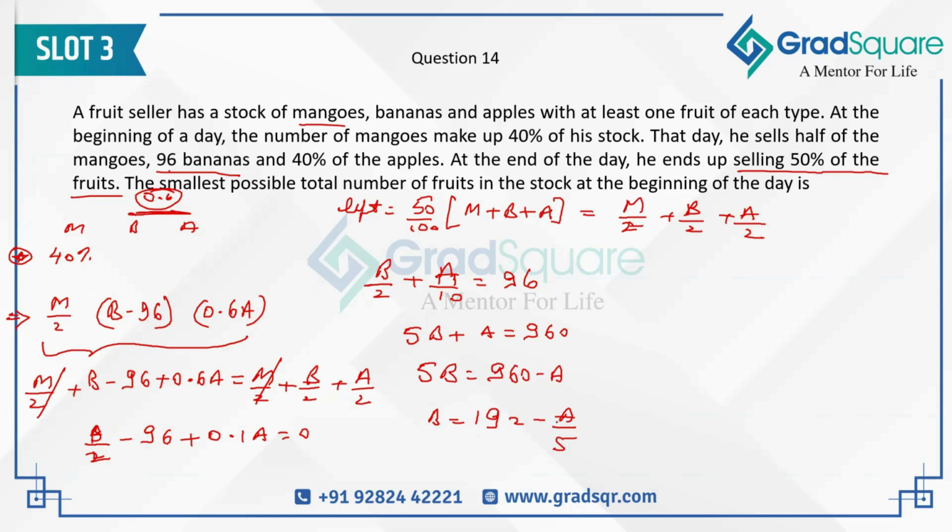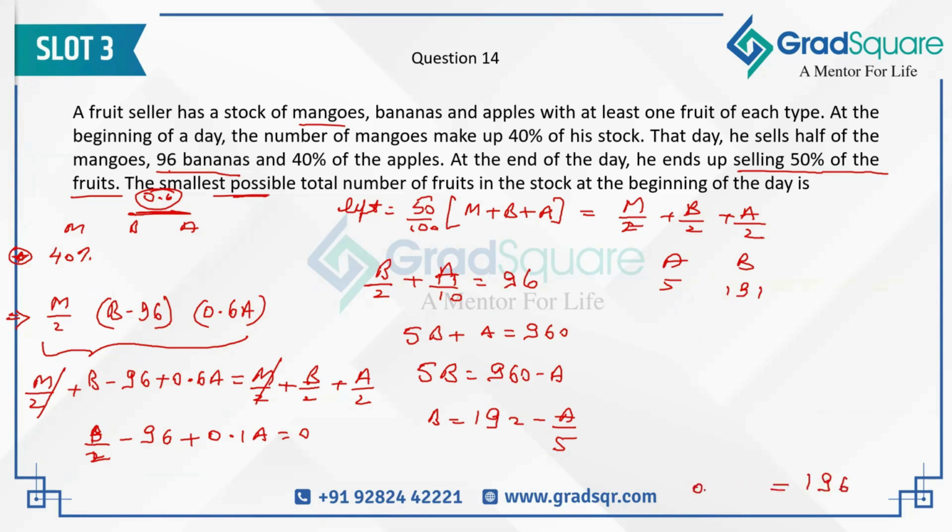Now A has to be what? You are looking at the smallest possible value of the total number of fruits. That means I'm going to look at the smallest possible value of A, B, and M together. The value of A can be 5 because A cannot be 0 and B has to be an integer. So A is 5. Now, if I take the value of A as 5, then my value of B turns out to be 191. The total of 191 and 5 is 196.